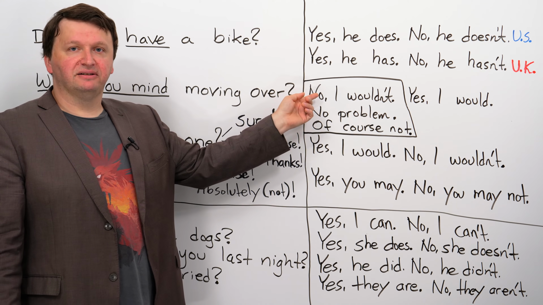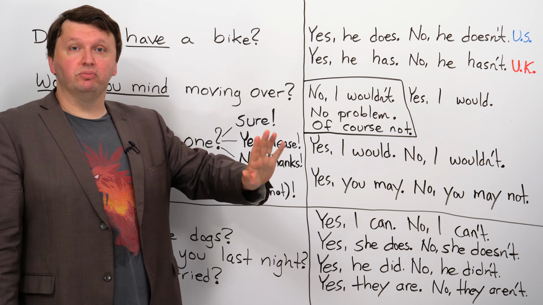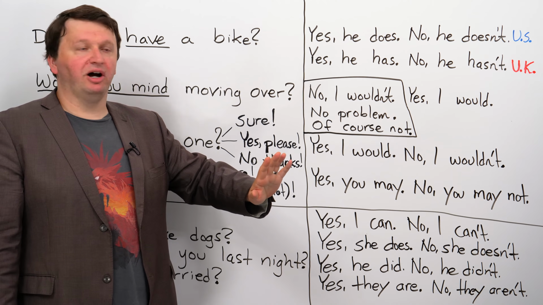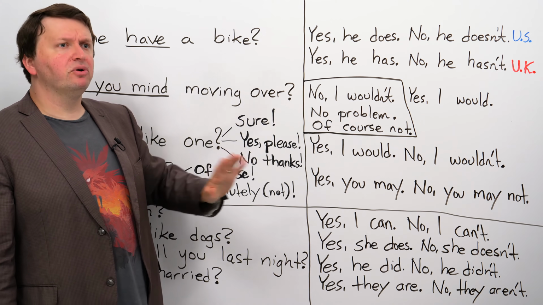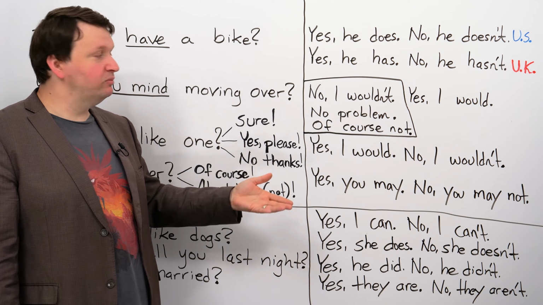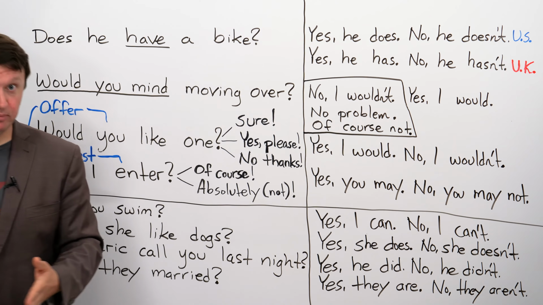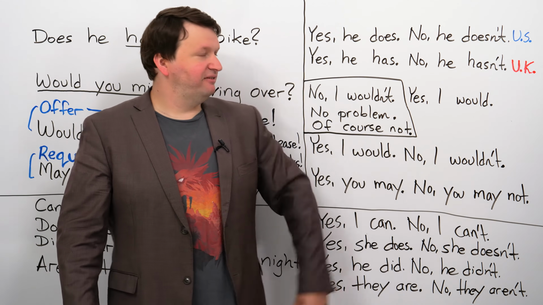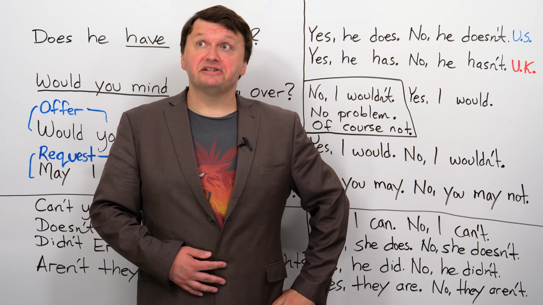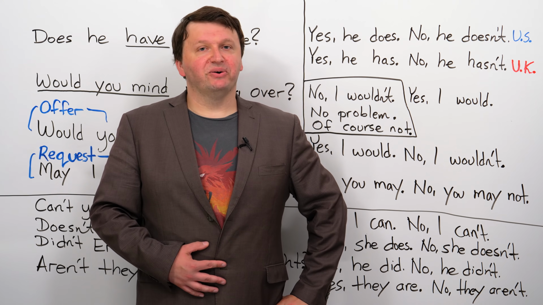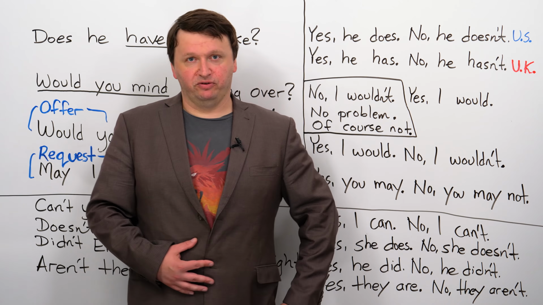No, I wouldn't. Now, this actually means it's okay for me to move over. It is not a problem. Okay, so you can say no problem or of course not. Would you mind moving over? No, I wouldn't. It's okay. I can move over. Or if they are very maybe rude or just very strong, yes, I would. So it's a problem for me to move over. I don't want to move over.